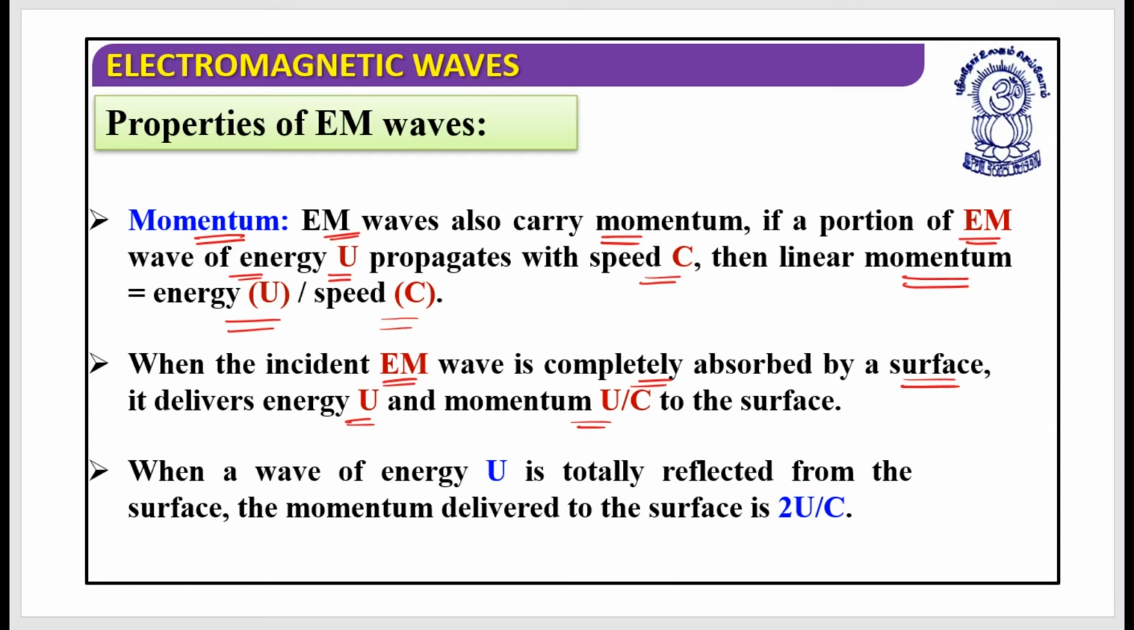But there are other kinds of surfaces too. When a wave of energy u is totally reflected from the surface, then the momentum delivered to the surface is 2u by c. So if it is completely absorbed by a surface, it would be u by c. And when it has been totally reflected from the surface, it would be 2u by c. I hope this is clear.